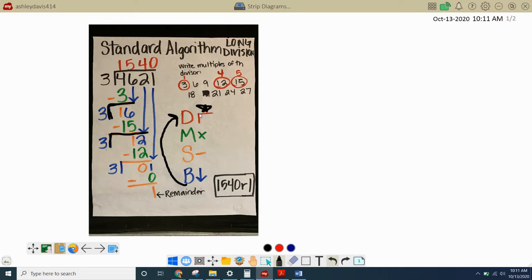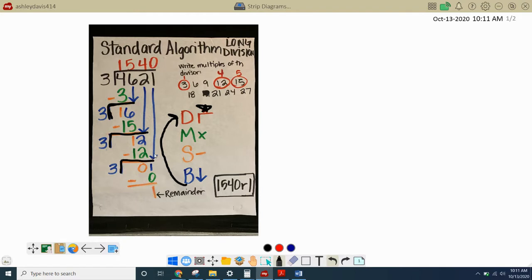Any number you get after you divide goes on top. It's part of your partial quotient, okay? So then I do 3 times 4 is 12. 12 minus 12 is 0. Bring down that last digit, bring down the door, divide once more.